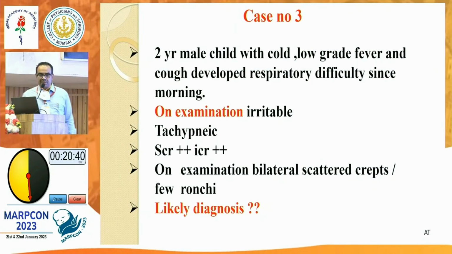Okay. So moving to the next case, this is a 2-year-old child with cold, low-grade fever and cough. Developed respiratory difficulty since morning. On examination, the child is irritable. There is tachypnea, there is subcostal and intercostal retraction. On examination, bilateral scattered crepts and few rhonchi. Likely diagnosis? Going to Dr. Amit Toshniwal.